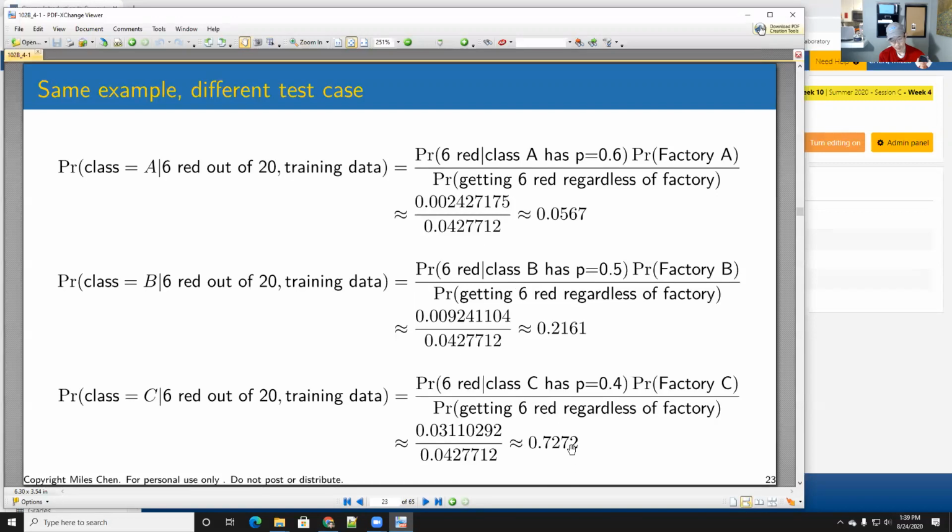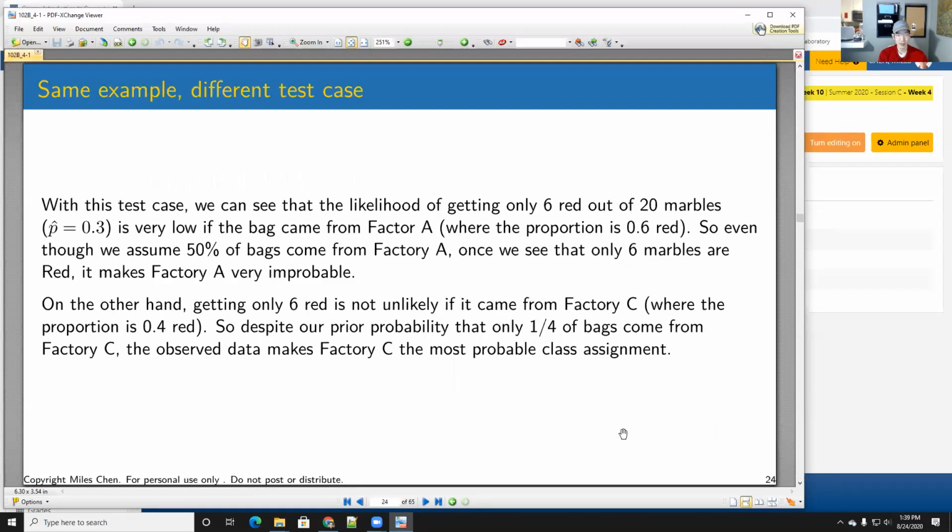So technically any of these could produce this pouch, but definitely factory C is the most likely candidate because factory C has a filling probability of 0.4 rather than something higher. Okay, so the likelihood of getting only 6 out of 20 red marbles is very low for factory A, where the filling proportion is 60% red. Okay, so factory A is very improbable, whereas factory C makes it the most probable class assignment.